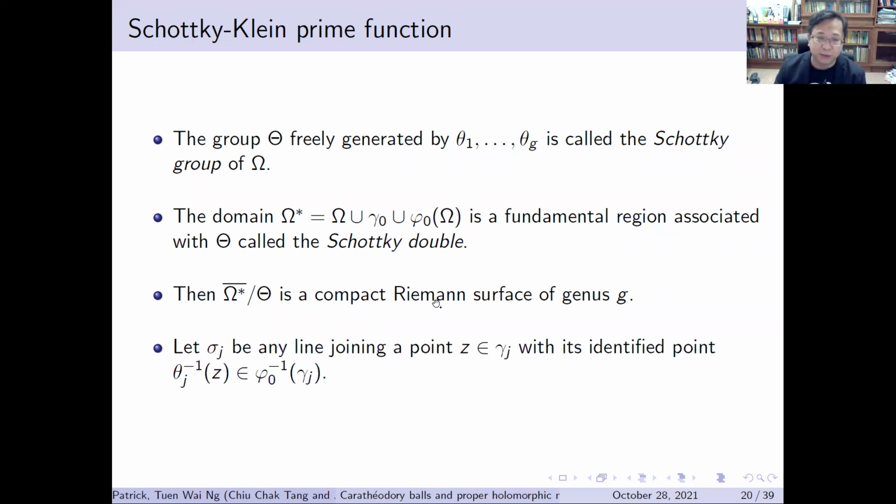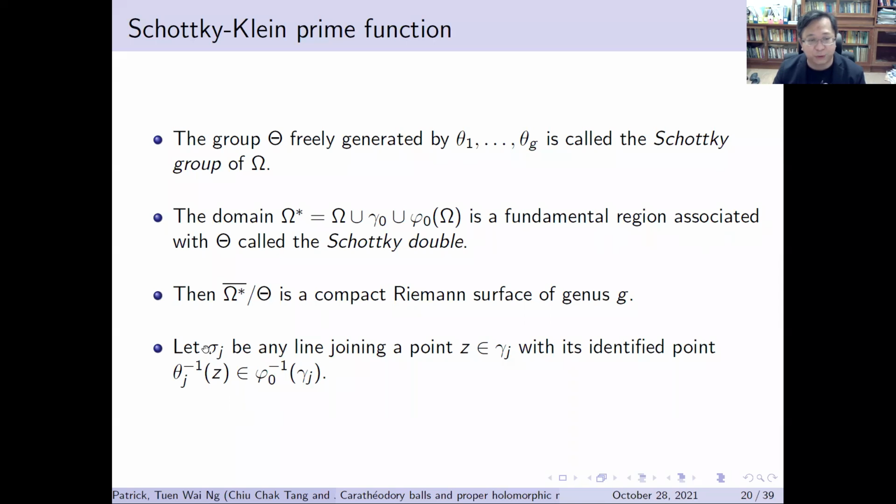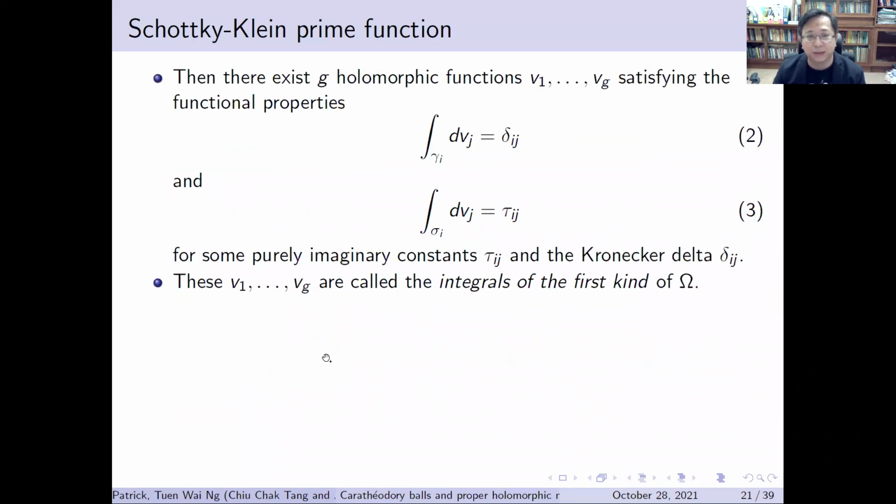And then on this compact Riemann surface, already you have some curves, those gamma J, but we can also get some other curves. So here you take a point in this gamma J, and then you take a curve joining this point to theta J inverse Z. Okay. So then you have two families of curves. This kind of curve will be denoted by sigma J. So one is the original gamma I, the other one is sigma I.